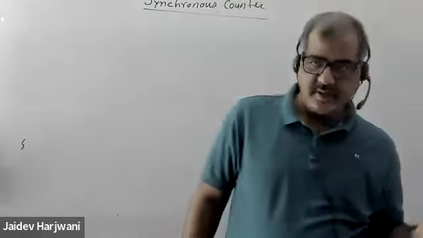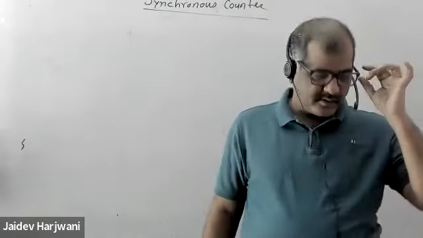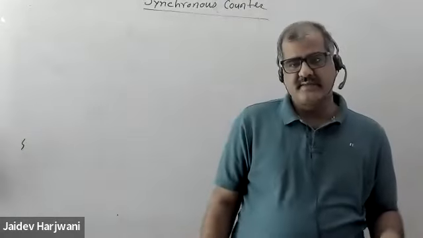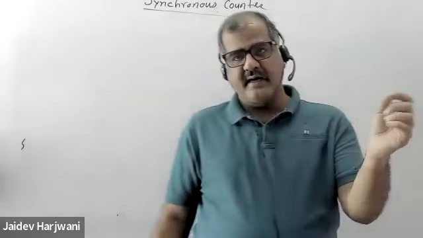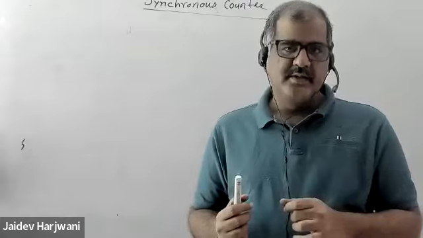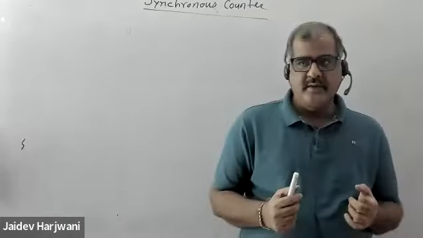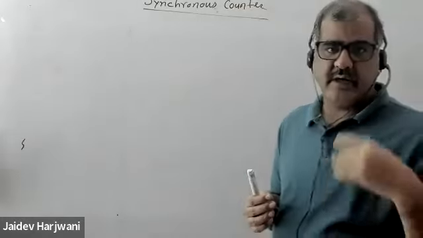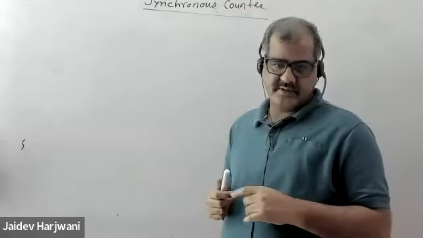So we already discussed that if you are using an asynchronous counter or ripple counter, these counters are slow. They're slow because as the number of flip-flops increases, the propagation delay of each flip-flop gets added. So there is a frequency limit. Those counters cannot be used for high frequency. That means they cannot count faster, they are slow counters.